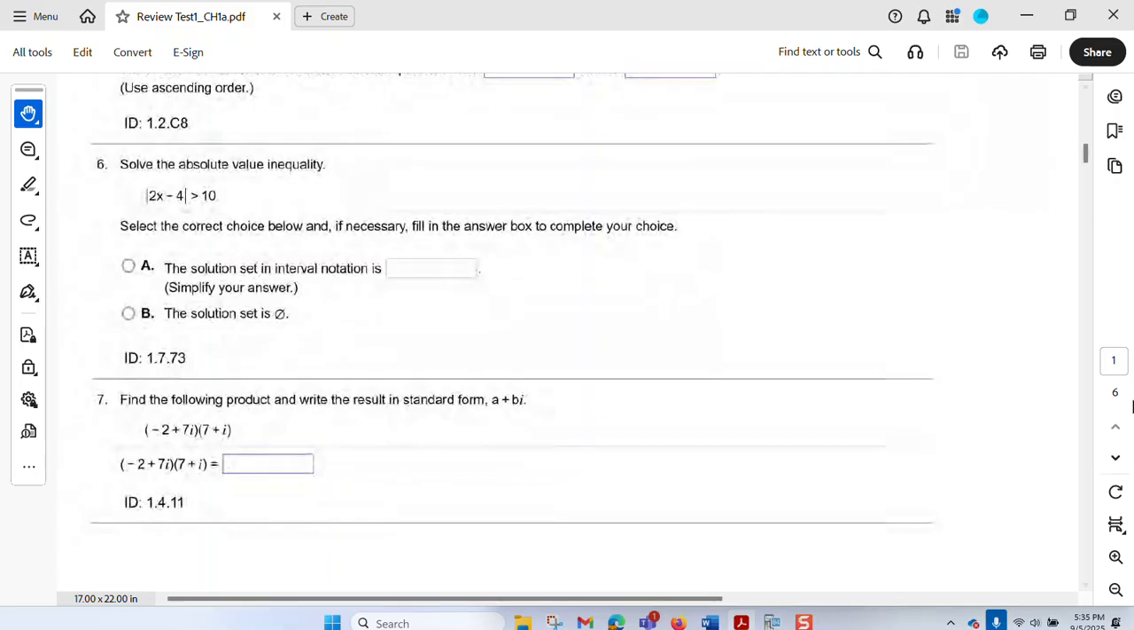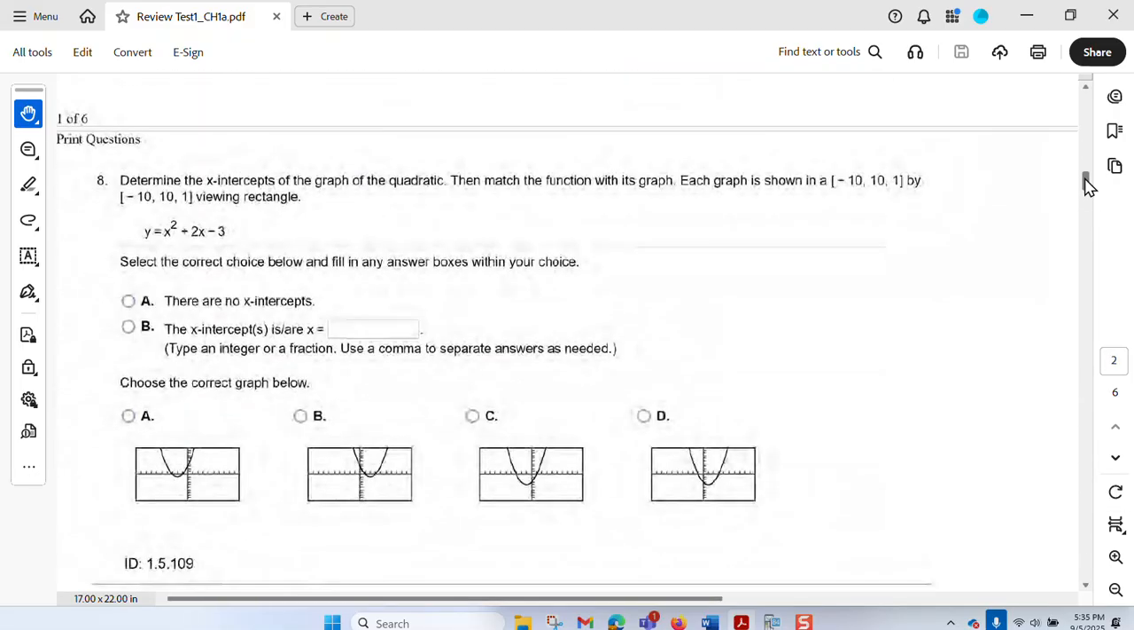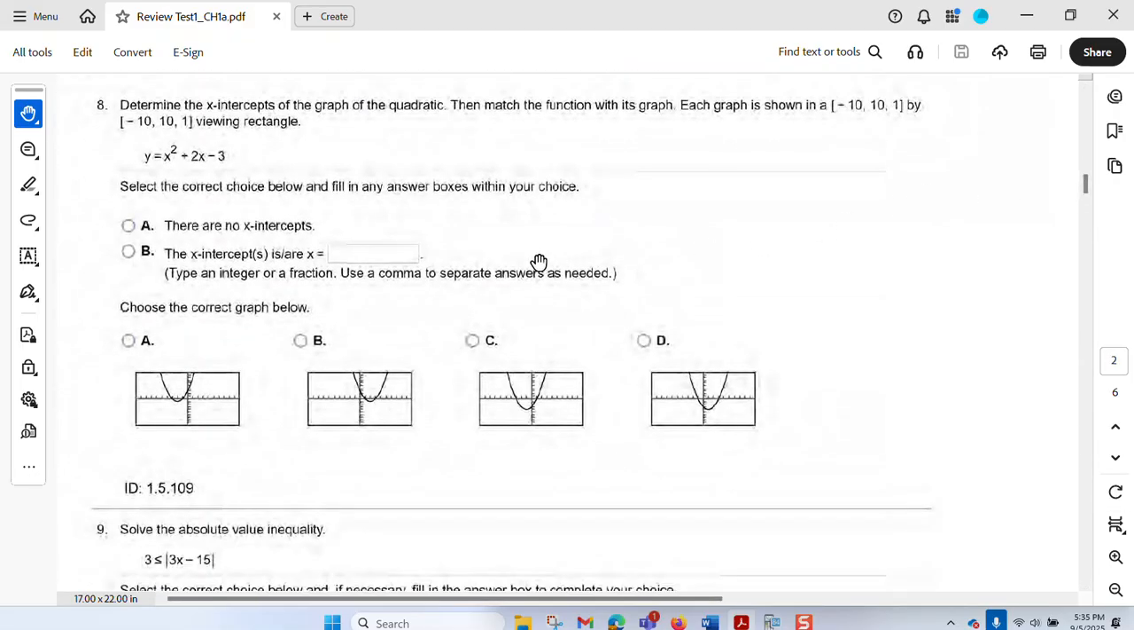All right, number 8. This one is a quadratic equation. Determine the x-intercept or the graph of the function in this graph. You can use negative 10 to 10, and then you can graph this one right here. This is basically telling you that you can do a little bit of graphing here. We can put this whole thing in a calculator and then graph it.